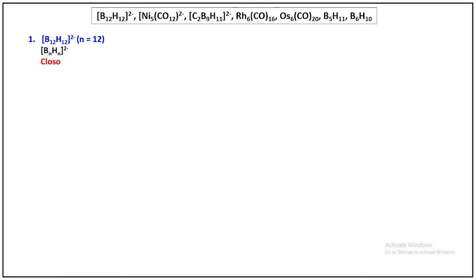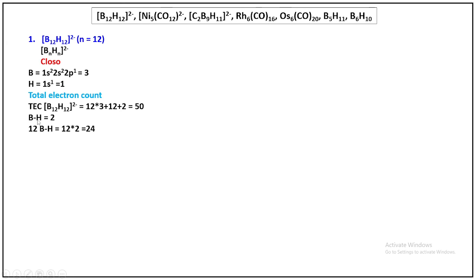Okay. So the other proper way to solve it, we can solve this also by calculating the skeletal electron pairs, by calculating the total number of electrons. Boron we know has 3 valence electrons. Hydrogen we know has 1 valence electron. And the total electron count will be, there are 12 boron and 12 hydrogen. So 12 into 3 for 12 boron plus 12 into 1 for 12 hydrogen, and 2 minus means we have to add 2. That will give a total of 50.